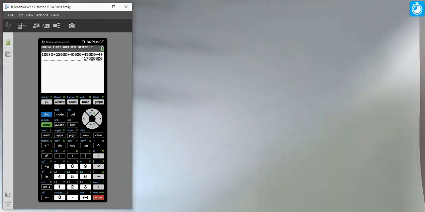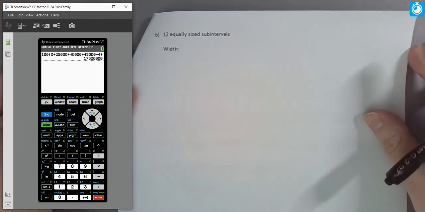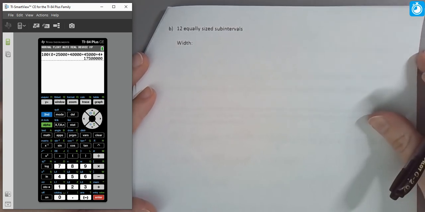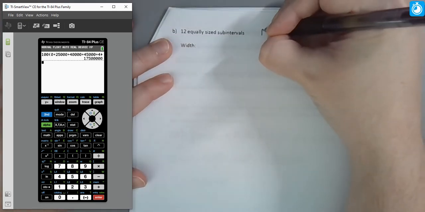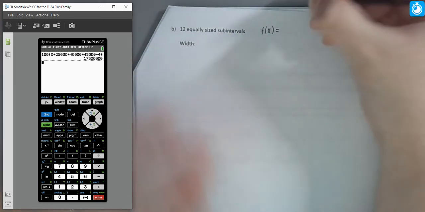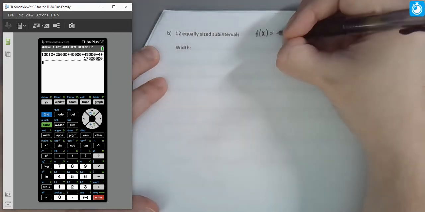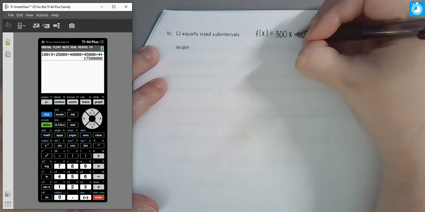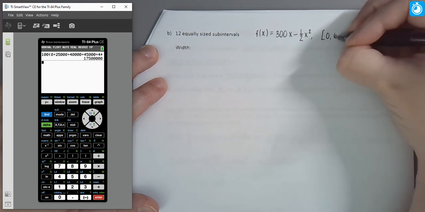Okay, let's try one more example. I want to take the same function, but what happens if we divide our interval into more subintervals? So we just did 6 subintervals. What if we divide it into 12 subintervals? So we don't have to keep flipping back and forth, I'm going to go ahead and write down the function here up at the top. So our function was 300x minus 1/2 x squared. And we're looking at the interval from 0 to 600.